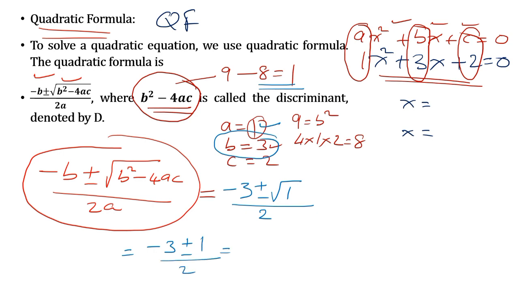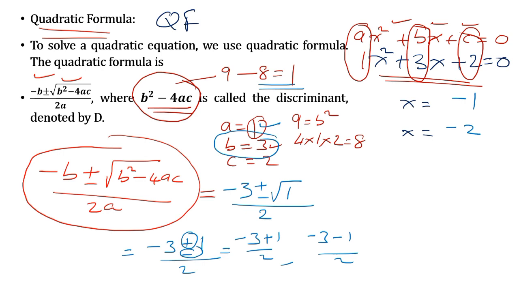Now I will get two values. Minus b, minus 3. First is plus, so plus 1 by 2. And second value is minus 3, take minus, minus 1 by 2. So minus 3 plus 1 is minus 2, minus 2 divided by 2, I will get minus 1, the first value. And minus 3 minus 1 is minus 4, minus 4 divided by 2, I will get the second value, minus 2.